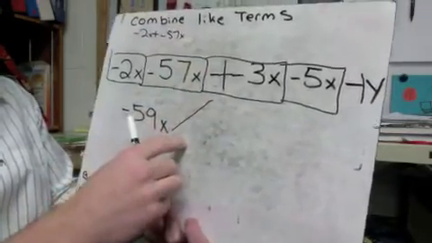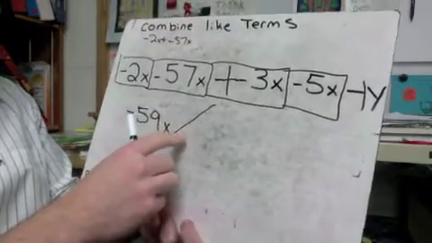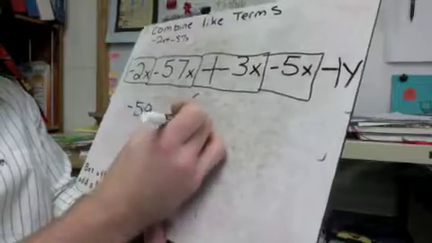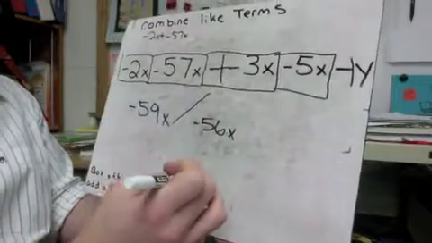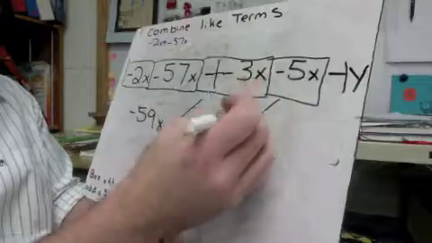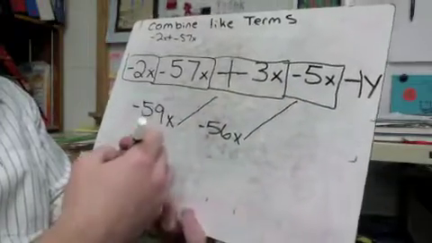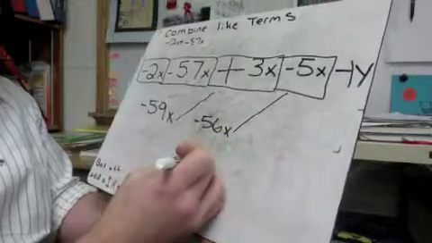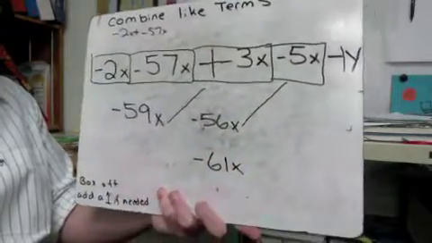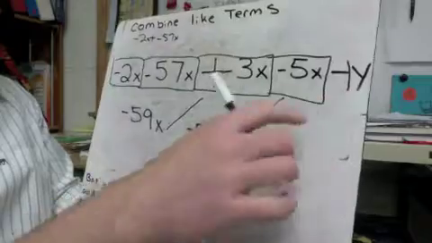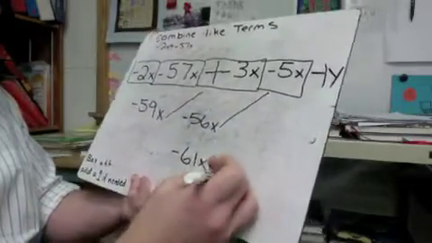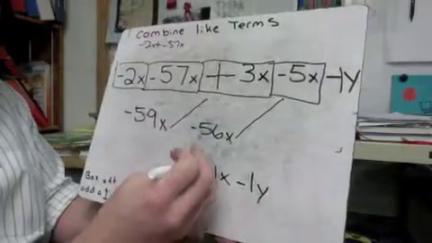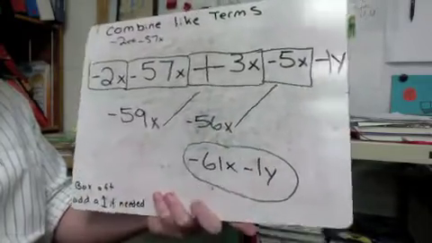Plus 3x, okay, and it's plus 3, so we got to go back towards 0, so that would be negative 56x. And then if we put in this negative 5x, we're going to go backwards again, away from 0. So that would be negative 61x. And all I have left is this negative 1y. Put it on the end. Nothing goes with it. These two things can't be put together. That's my final answer.